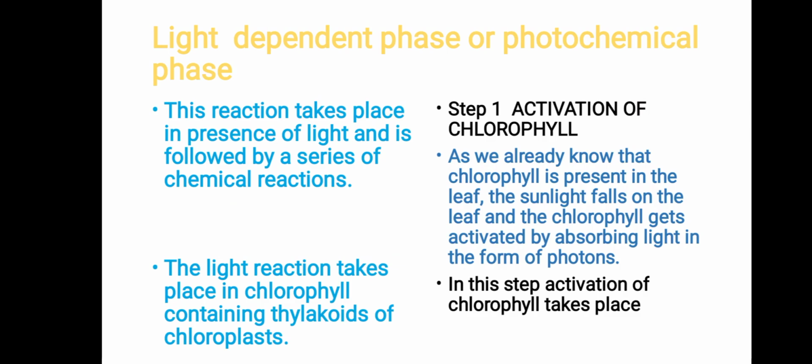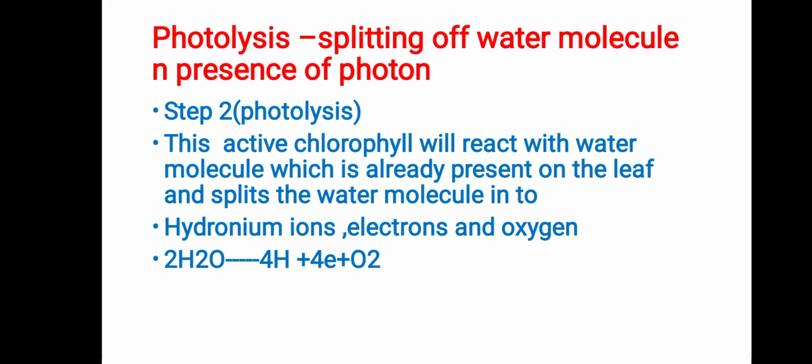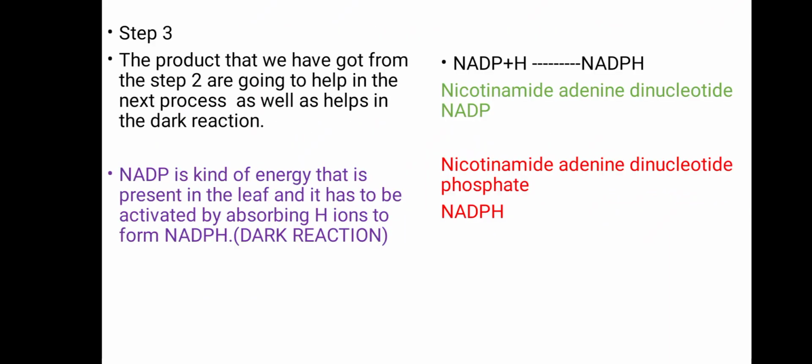As in the previous lesson, we were learning about the light dependent phase or photochemical phase. In step 1, the activation of chlorophyll takes place. In step 2, photolysis takes place, that is, the chlorophyll reacts with water and the water splits into hydronium ions, electron, and the oxygen. The hydronium ions react with NADP to form NADPH, which is required for the dark reaction.